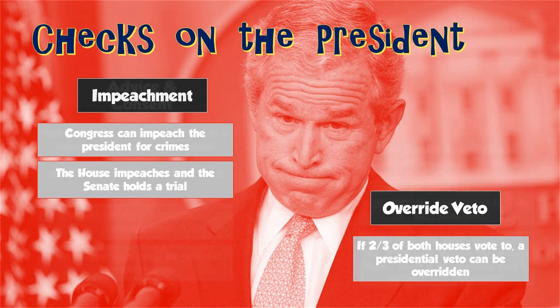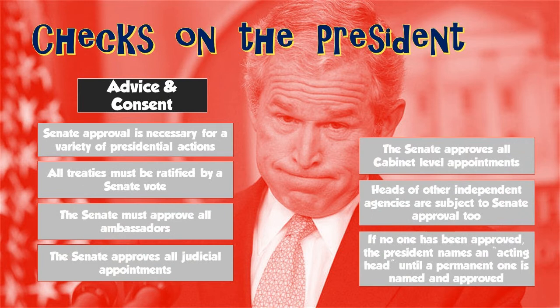One of the big checks that the legislative branch has over the president is the advice and consent power. Now, these are actually powers of Congress, but they're in Article 2 because it says the president can do these with the advice and consent of Congress. And this is about the things that the Senate must approve, the presidential actions that must get the approval of the Senate. And Senate approval is necessary for all sorts of presidential actions, from treaties to appointments.